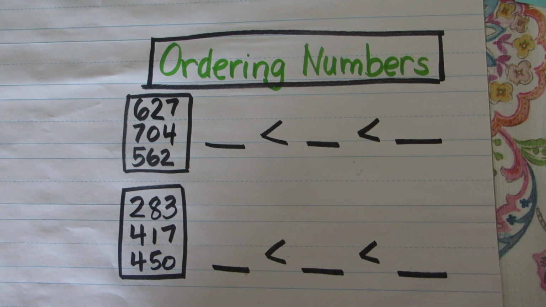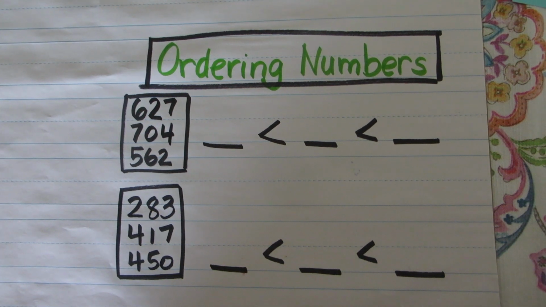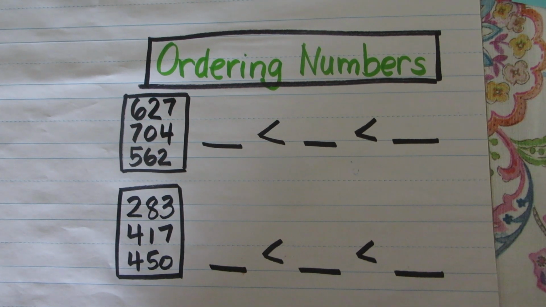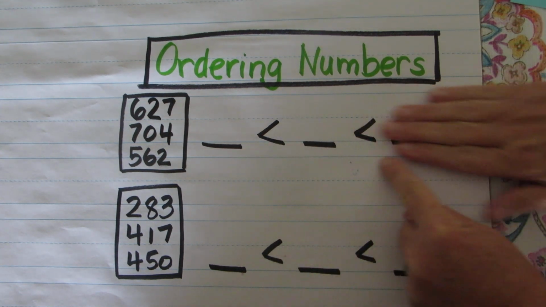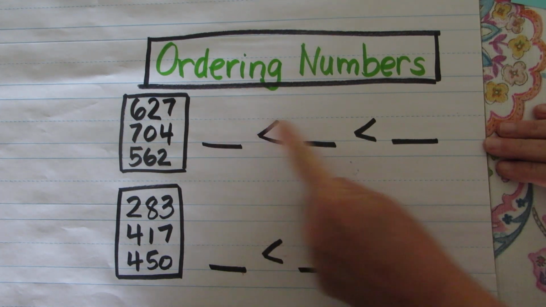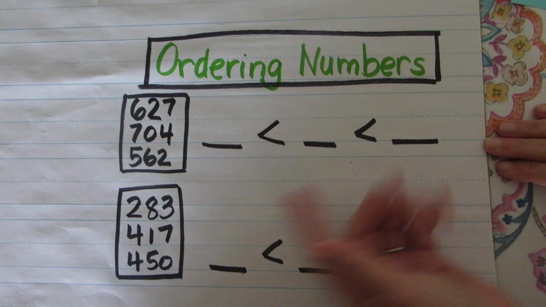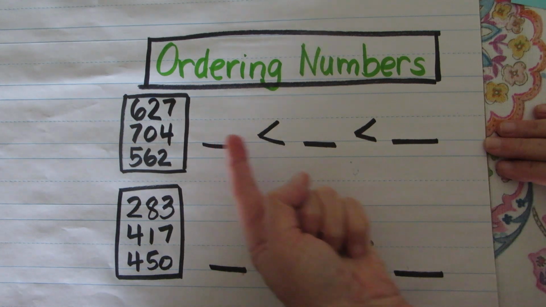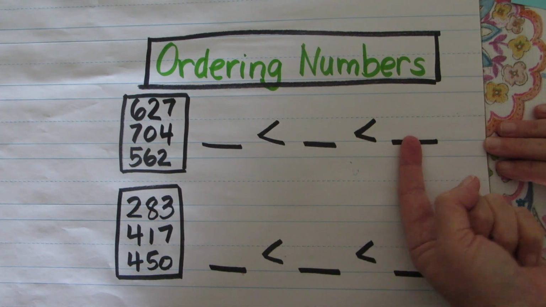Today's lesson in math, you're going to be learning how to order numbers from least to greatest. Now in second grade, we did this with only one symbol. Today in third grade, we're going to learn how to do it across three different numbers. So if I were reading this like a sentence, it would be this number is less than this number, which is less than this number.